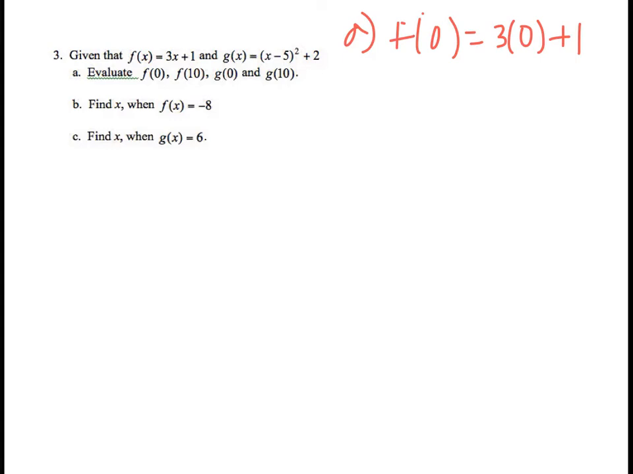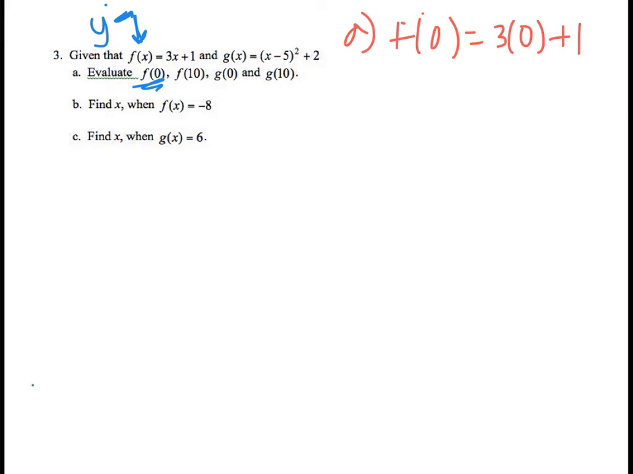Okay, moving on. It says, given that f of x equals 3x plus 1 and g of x equals x minus 5 squared plus 2, A says evaluate f of 0, f of 10, g of 0, and g of 10. These equations are written in function notation. We know that because there's an f of x there instead of our usual y. Remember, f of x is the same thing as our y. So if it says find f of 0 or evaluate f of 0, it's saying plug 0 in for x, or for your input, and tell us the output.